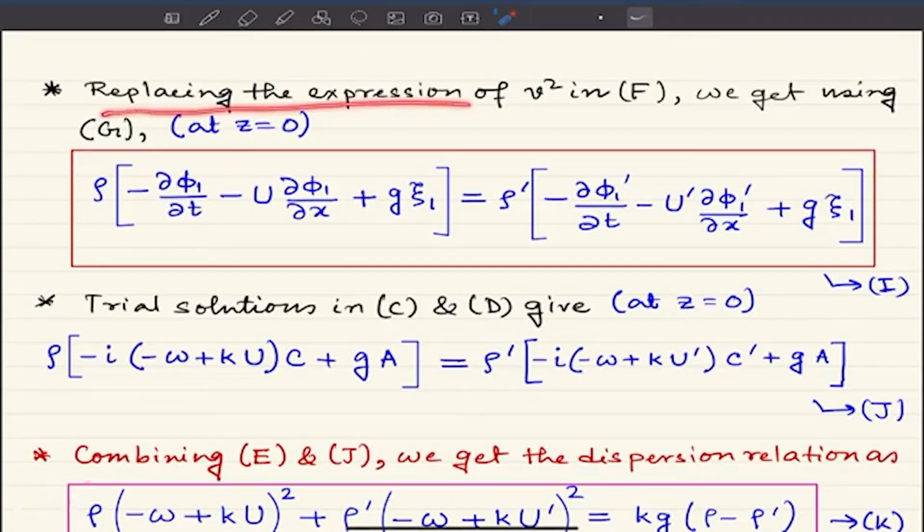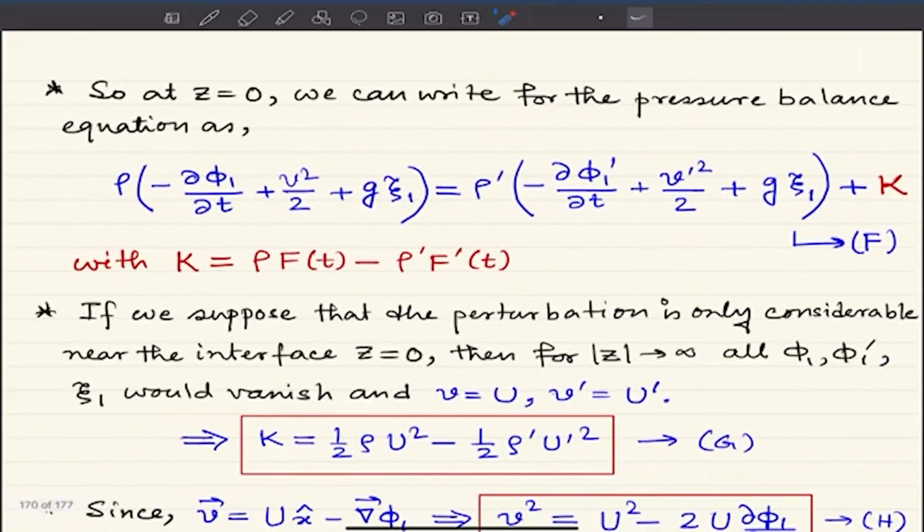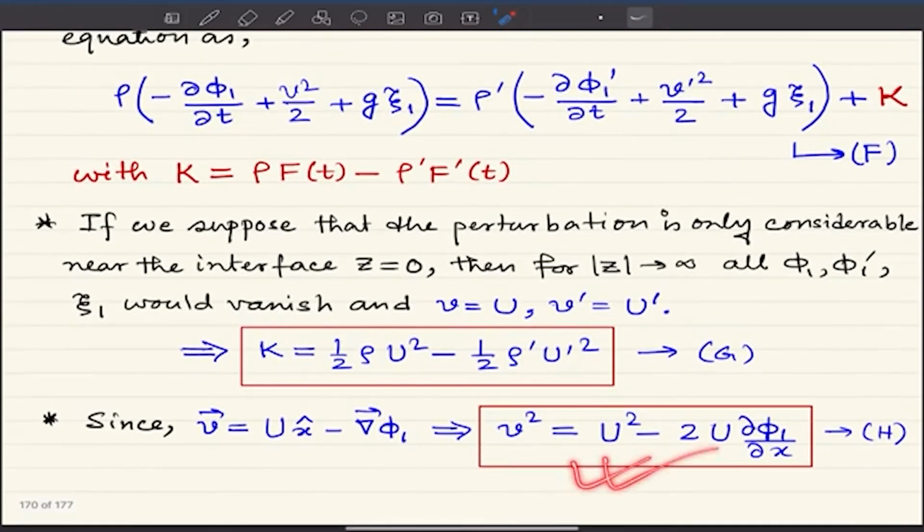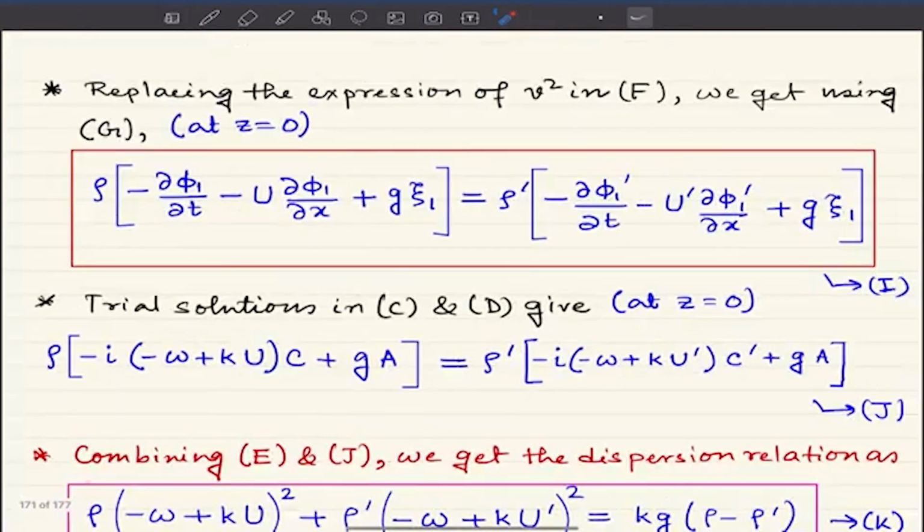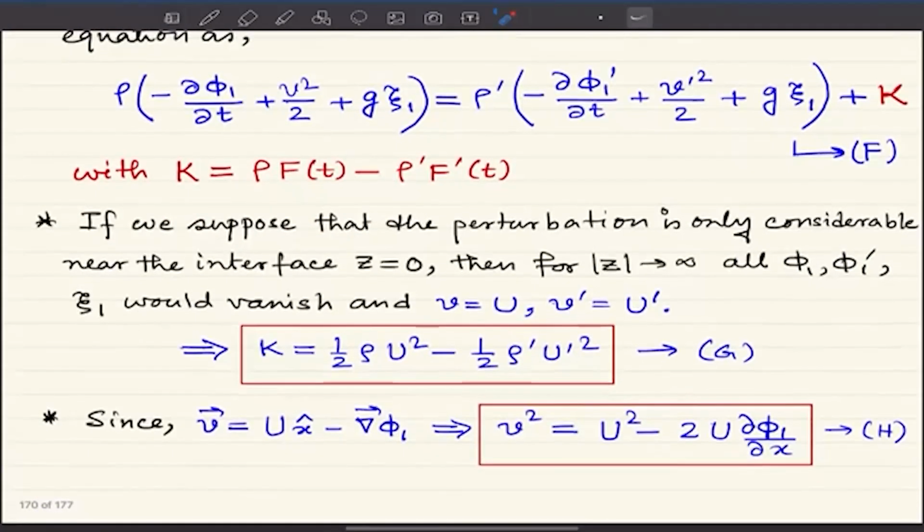Now replacing the expression of v square in equation F, what we can get is this. Because for obtaining this one you have to use the expression of k. First write the expression of k which you obtain from G, and finally you replace v square by this expression. If you write, you will see that the term with u square in k will cancel the terms in u square which come due to v square and v prime square.